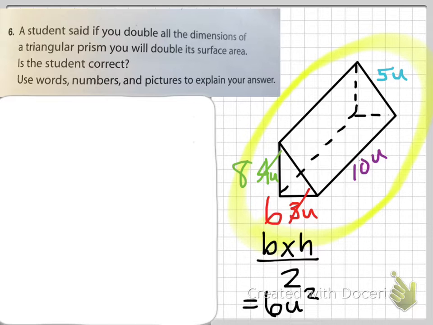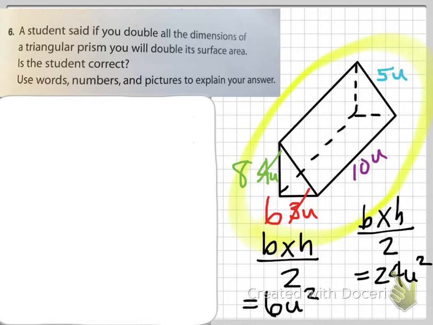So again, base times height divided by 2, and that's going to give us 8 times 6 is 48, and divided by 2 is 24 units squared. Interesting. So what we have just proven here is that when we doubled those dimensions of that triangular face, we did not double the surface area of that triangle. It was quite a bit more.